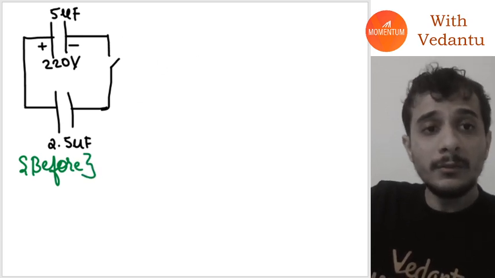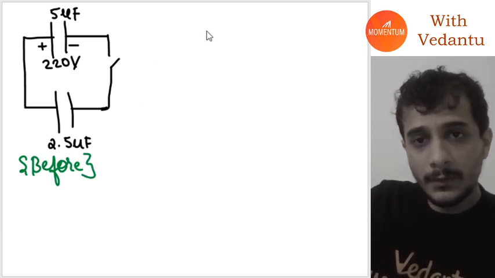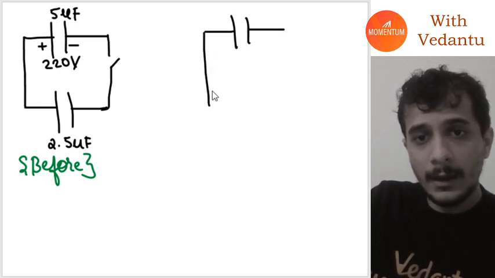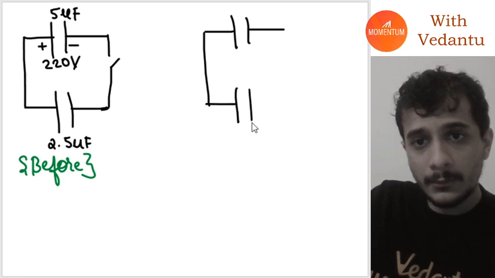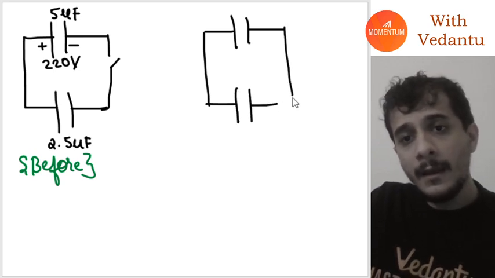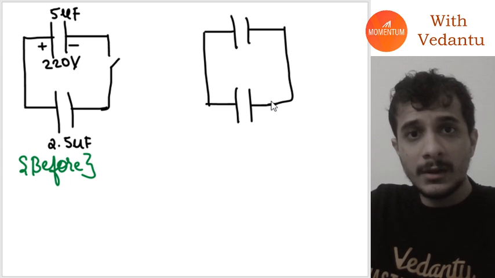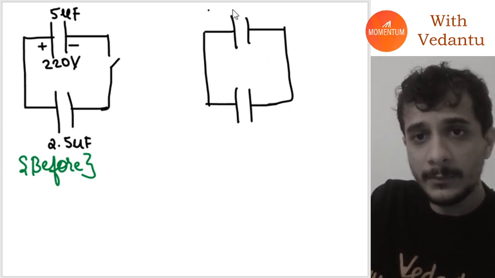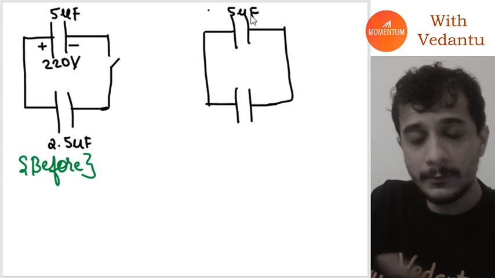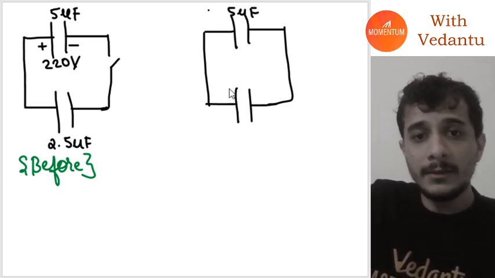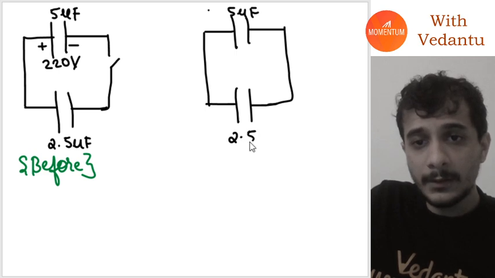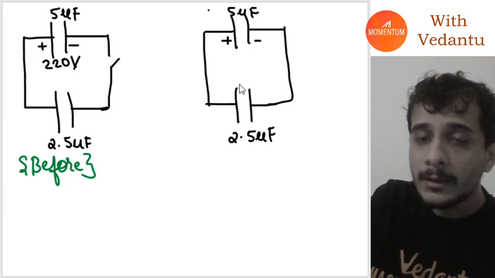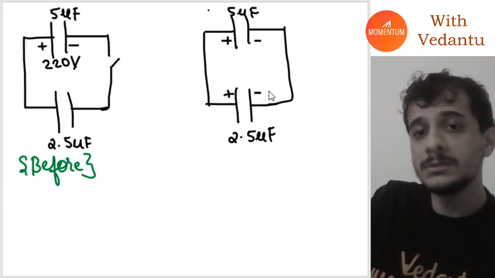What is the situation after? Afterwards, I have connected both the capacitors together. Now charge redistribution will take place. So this will still be 5 microfarads, and this will still be 2.5 microfarads. But now the charge redistribution will take place.